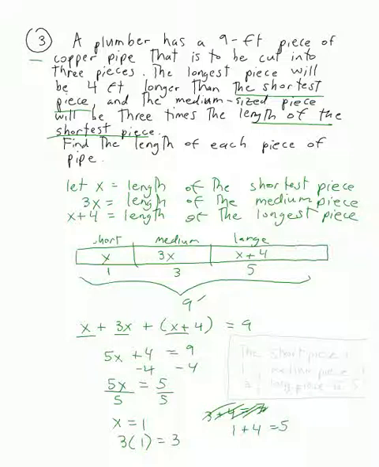So our short piece is 1. Short piece is 1 foot. The medium piece is 3 feet. And the long piece is 5 feet. And that is the answer.